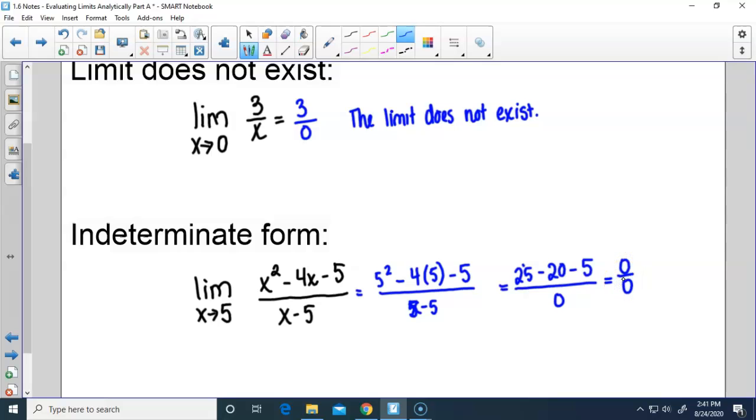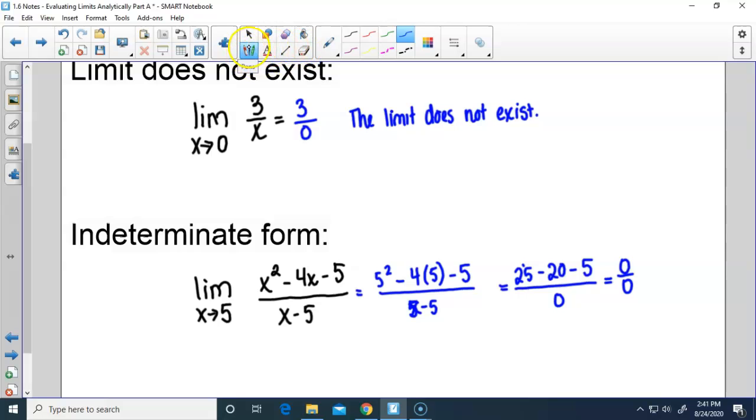Now, 0 over 0 is not the same as getting a number divided by 0. A number divided by 0 is undefined, but 0 over 0 is a little bit different. It's what we call the indeterminate form. And 0 divided by 0 is indeterminate because it tells us nothing. There's nothing that you can determine from 0 over 0.